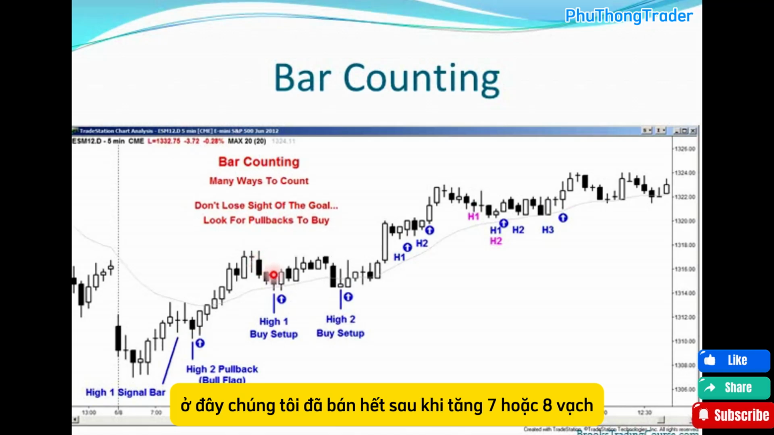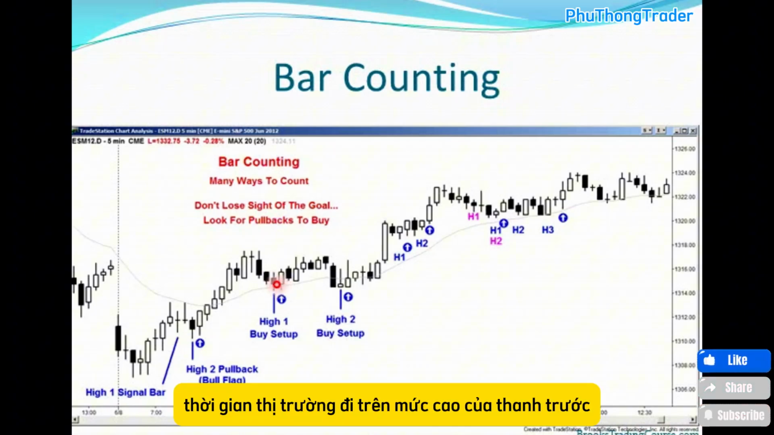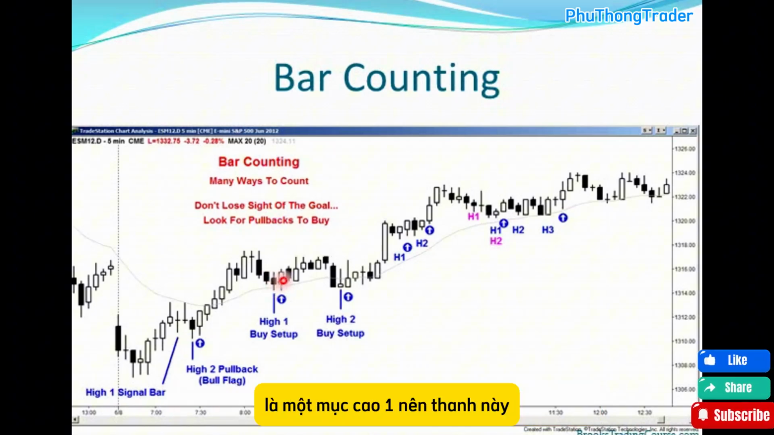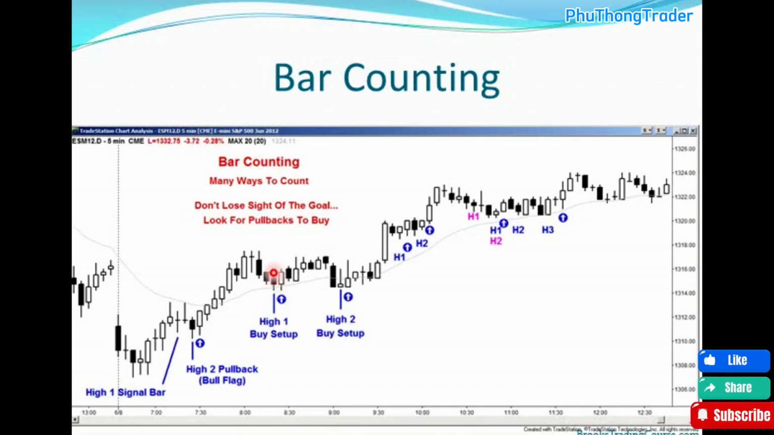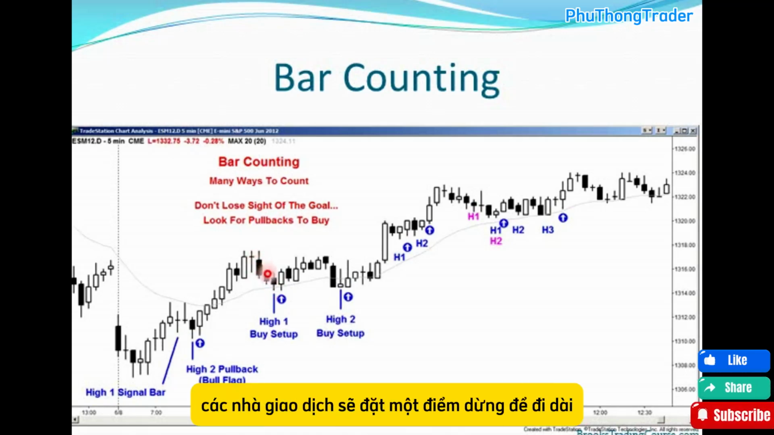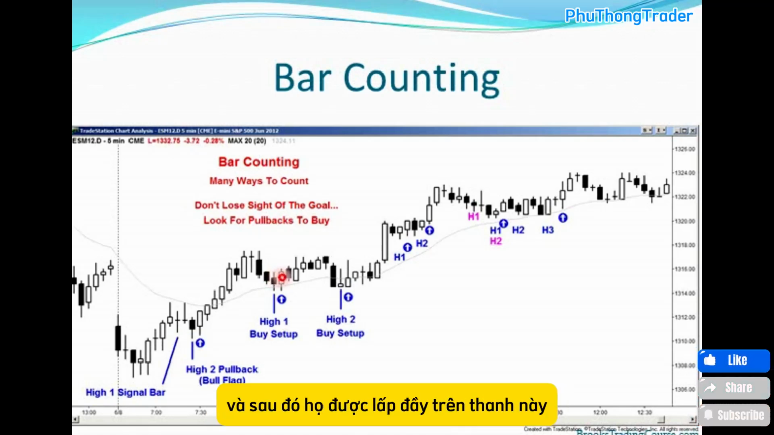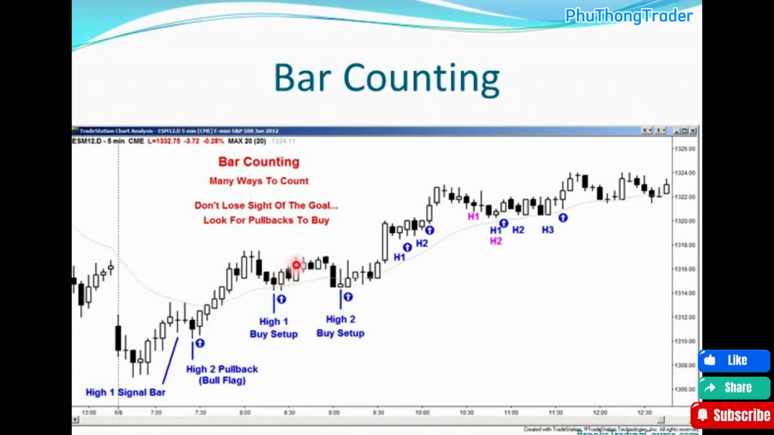Here we sold off after 7 or 8 bars up, and the first time the market goes above the high of the prior bar is a high 1 entry. So this bar, this bull bar, is a high 1 entry, and this is the high 1 buy signal bar. So as the market's selling off, traders will place a buy stop to go long 1 tick above this bar, and then 1 tick above this bar, and then they get filled on this bar.